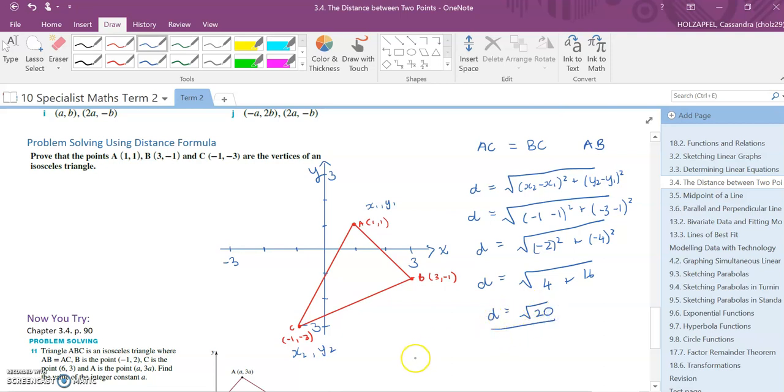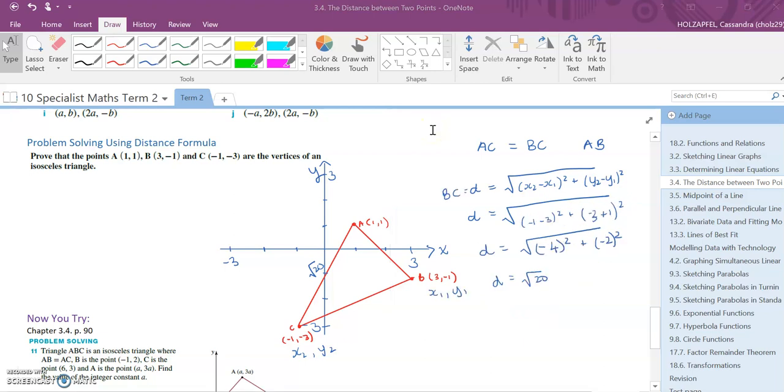I'm not actually going to go in and find a value for that. I'm just going to remember that this length here, A to C, is equal to the square root of 20. All right, let's do the same working out now, except we're going to do it for the length B to C. I'm going to pause the video here and do this working out just to show that they are the same length.